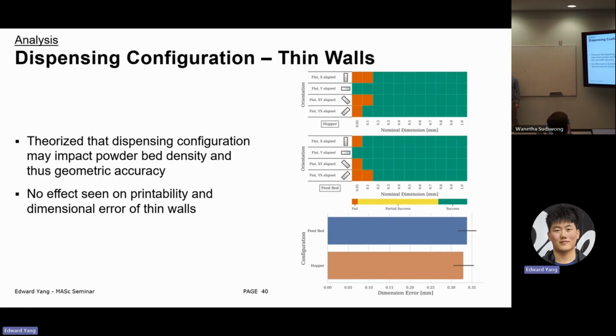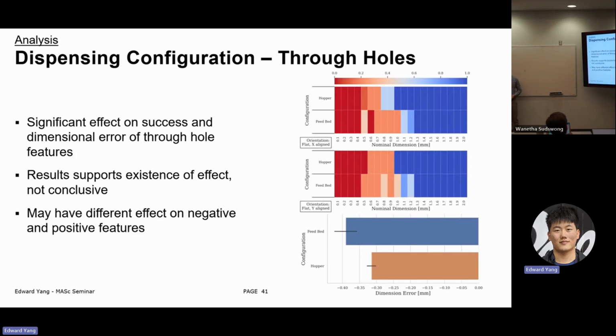For the dispensing configuration, comparing the difference between the hopper and the feed bed, for the thin walls, it was theorized that there could be an impact on dimensional accuracy due to the powder bed density that's affected by these different configurations, but there was no noticeable effect for thin wall features. However, for through-hole features, there was a significant effect. So something is happening here.